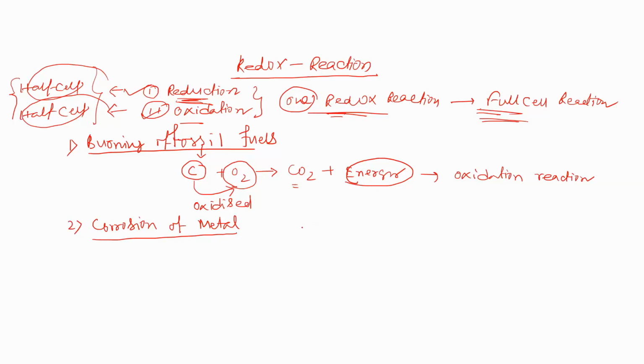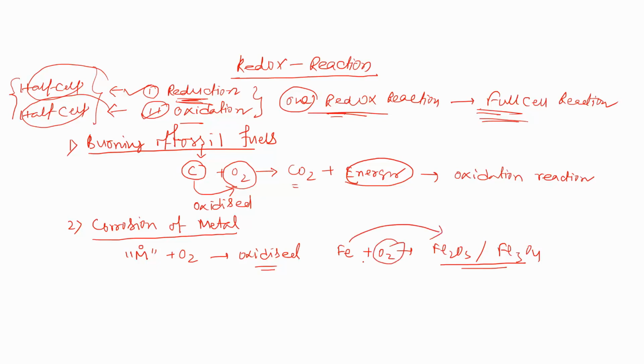So what is the corrosion of metal? Basically it is also the oxidized form of the metal. Suppose this is the metal. This metal has oxidation state 0, but in the presence of oxygen it will be oxidized. Like Fe, iron. We know this is iron. So in the presence of oxygen it will be oxidized like Fe2O3, like Fe3O4. In the presence of oxygen, iron can exist in this type of oxidized form.